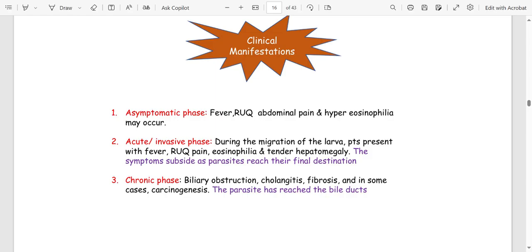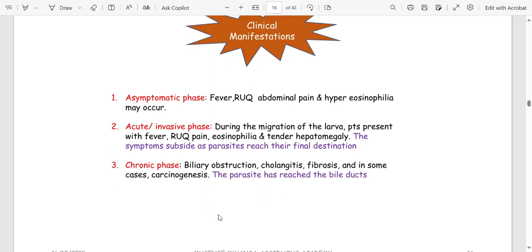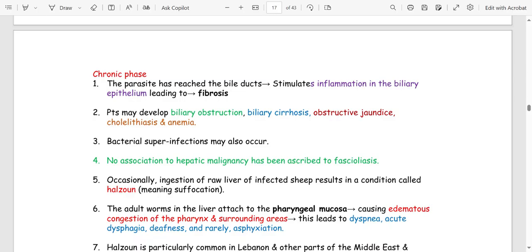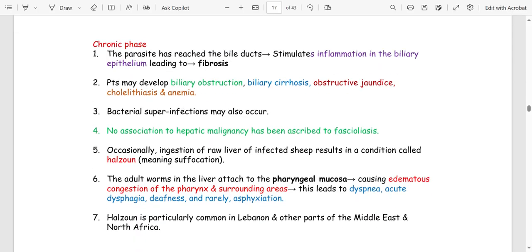Okay, so the parasite in the chronic phase has reached the bile duct. So in the chronic phase, what is really happening is that the parasite has reached the bile duct and stimulates inflammation in the biliary epithelium, and that leads to fibrosis. Okay, because every time there's chronic inflammation, remember a feature of chronic inflammation is that there is fibrosis, there is a formation of a granuloma. So the patient may develop biliary obstruction, biliary cirrhosis, cancer of the biliary tract, obstructive jaundice. Okay, because there's disturbance in bilirubin flow, so it will end up accumulating.